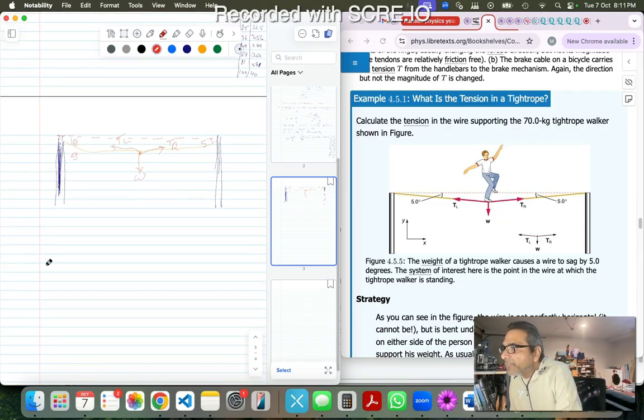What else is given? Now they are asking, calculate the tension in the wire supporting the 70 kg tightrope walker shown in the figure. We have to calculate the tension in the rope, right?